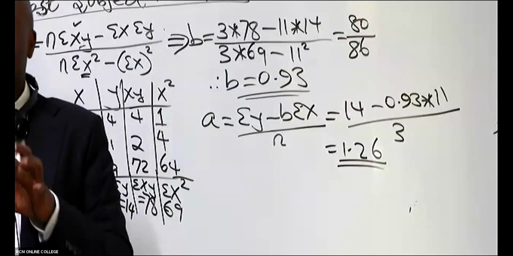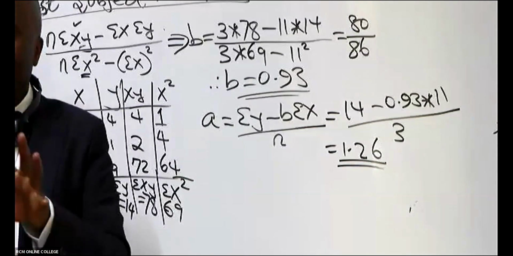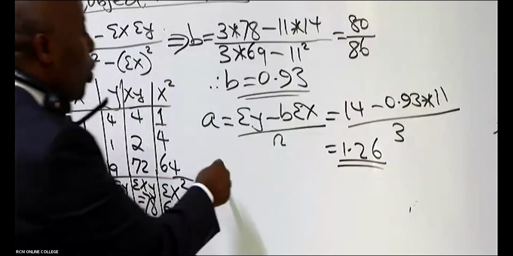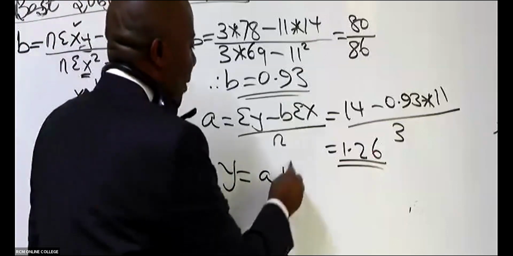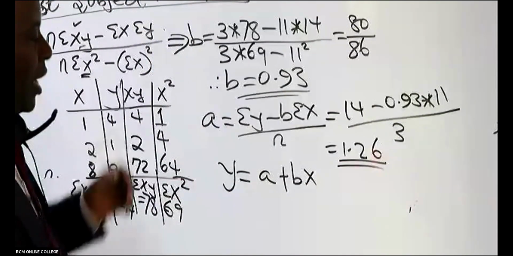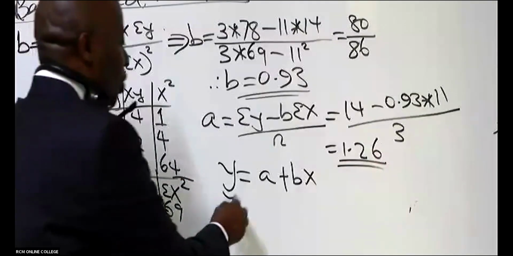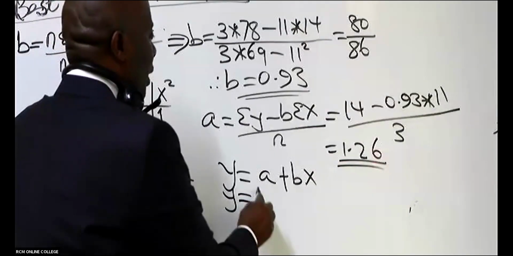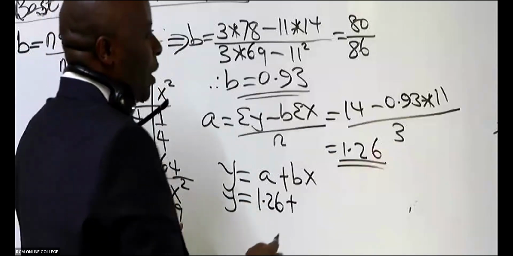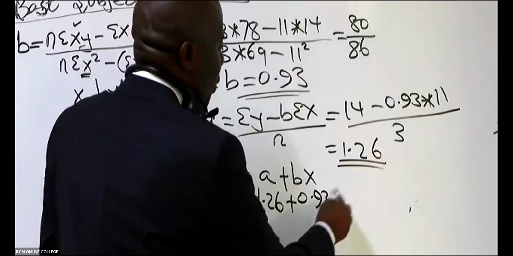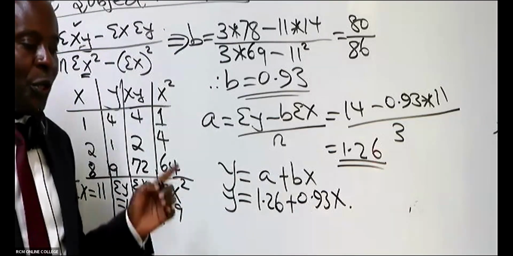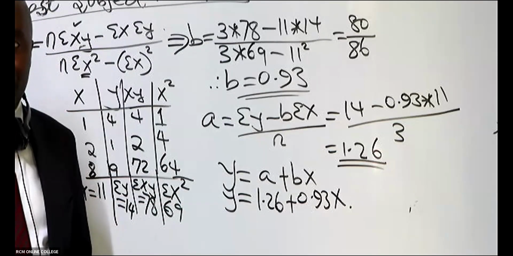Do we stop there, having gotten the values of A and B? No. We must write for the examiner the cost estimation equation. We know that our equation should be Y equals A plus BX. Once you have gotten A and B, then substitute. So our Y will be equal to A, which is 1.26, plus B, 0.93, X, like that.